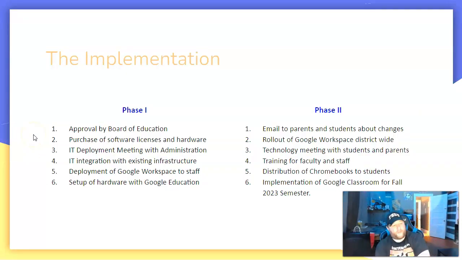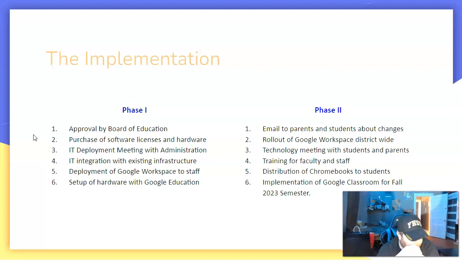So the implementation, I've broken it into 2 phases here to help explain it. Phase 1, you're going to see kind of an itemized list here: approval, obviously by you, the Board of Education. Following the approval, we'll have to purchase software licenses and the hardware. Then we'll move on to the IT deployment meeting with administration to go over how this is going to be deployed, building to building, grade by grade. And that will lead to IT integration with existing infrastructure, which with the Google Education platform should be fairly seamless.